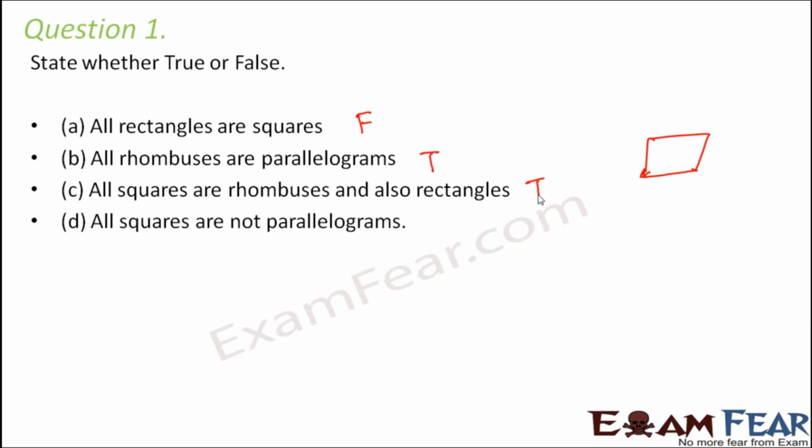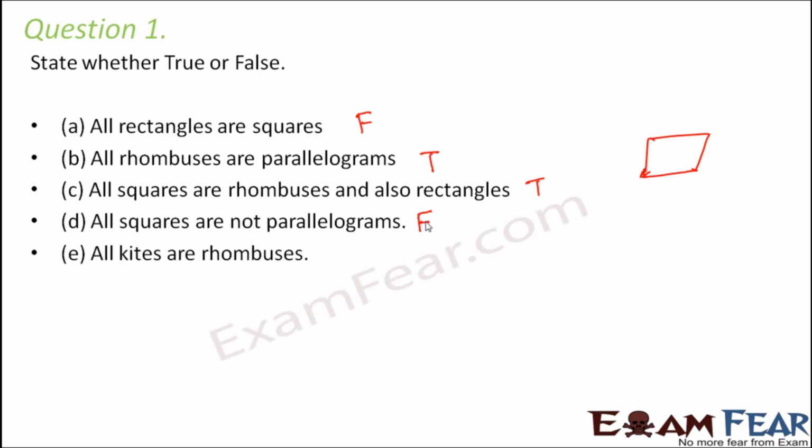All squares are not parallelograms. Now that is false, because all squares are parallelograms. If you look at any square, a parallelogram wants the opposite sides to be parallel, a square satisfies that. Parallelogram wants opposite angles to be equal, a square satisfies that. Parallelogram wants the adjacent angles to be supplementary, a square satisfies that. So basically a square would satisfy all the properties of parallelograms. Therefore all squares are actually parallelograms.